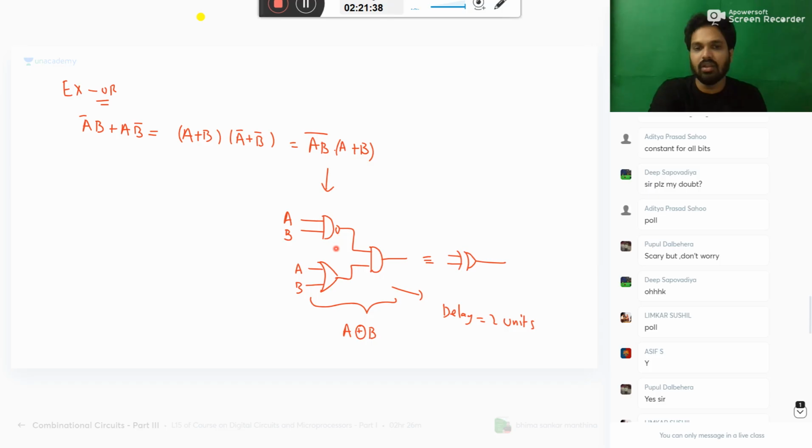NAND requires one level, so 2 levels. Okay, someone saying 3. Why 3? For this one delay, for this another delay. These two work parallelly. Is it okay? So XOR requires 2 gate delays. Everybody accepted? Then your job is done.